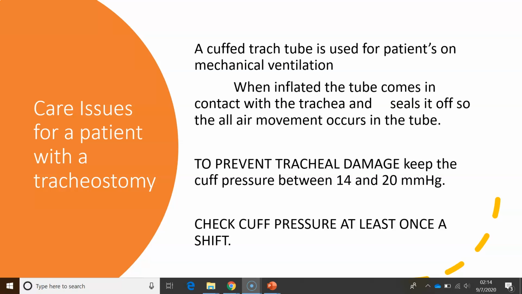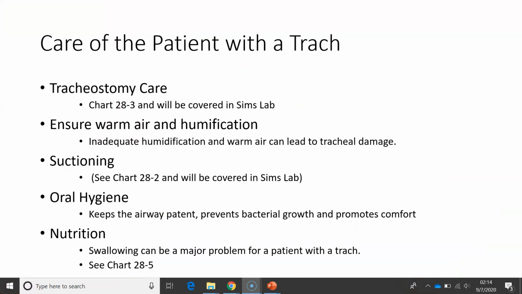That really depends on your agency. I know the agency that I work at, cuff pressures have to be checked, I believe it's hourly, but cuff pressure should be checked at least once a shift.